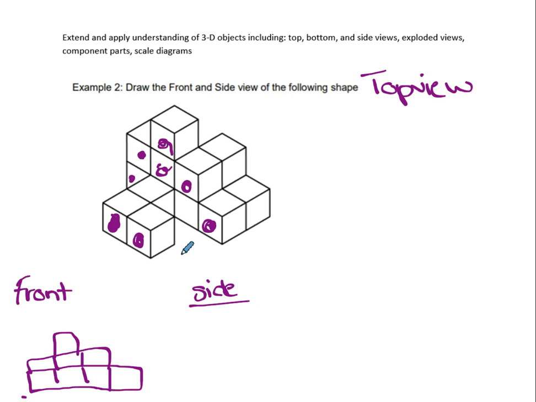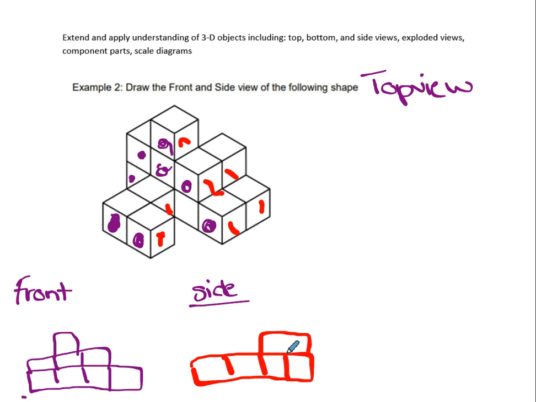Now my side view is going to look where these ones in red are, so I can see all of these guys. So when I'm drawing my side view, I'm once again going to have 4 across the bottom. And then I'm going to have 2 in my second row off to the right side, and then 1 kind of in the middle.